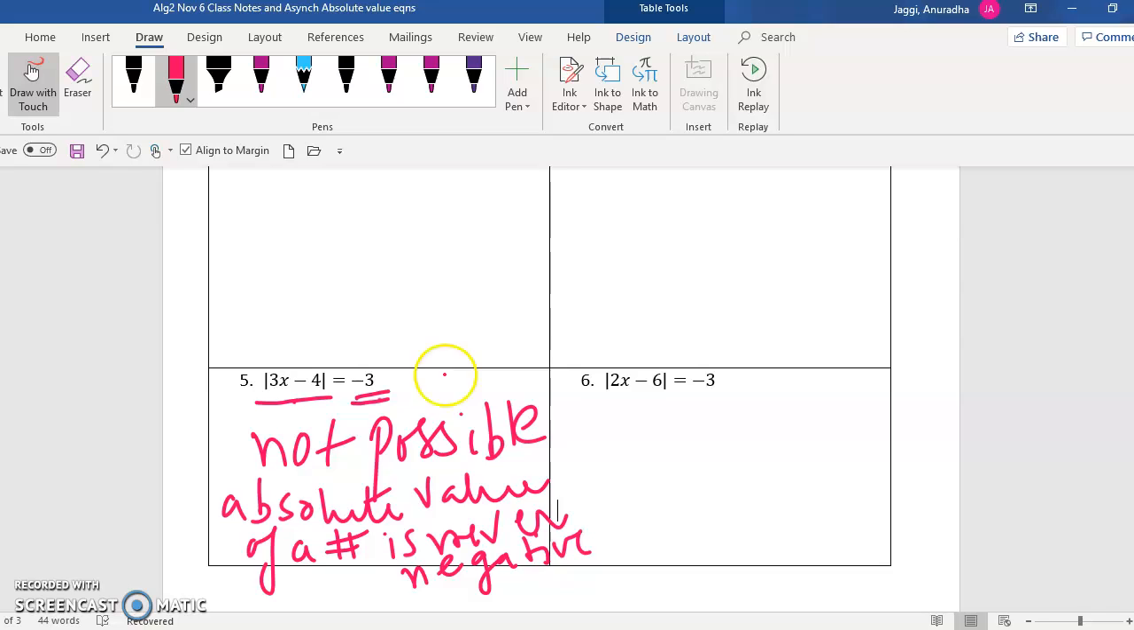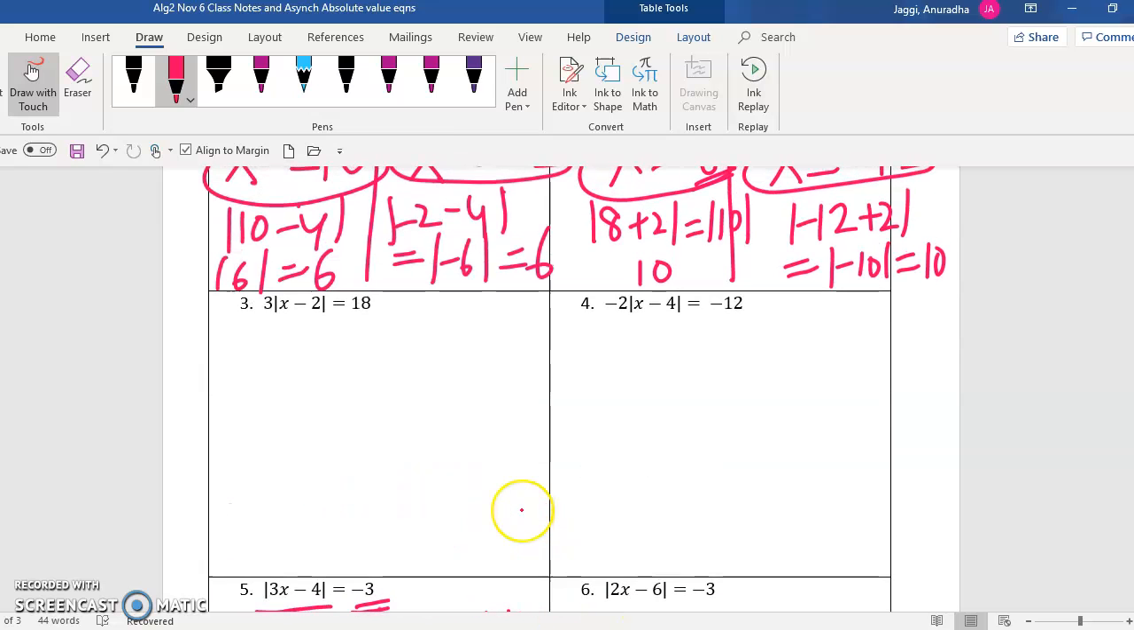Question number 6 also. Let's go to number 3 and see how we can solve that. There is something multiplied here in front. So check one: is there only absolute value present on the left hand side? That is not true. So what are we going to do? We are going to use the inverse operation to first get rid of what is multiplied. The inverse of multiplication is division. So we divide both sides by 3.